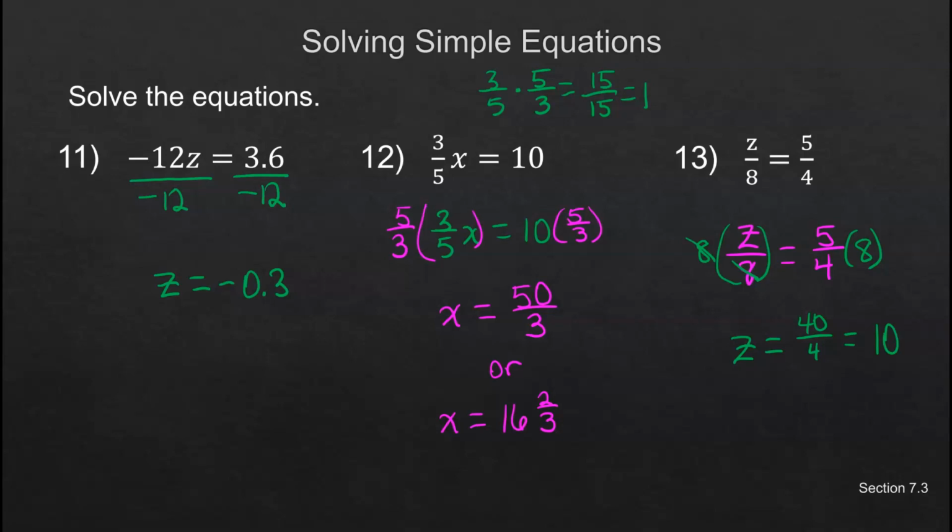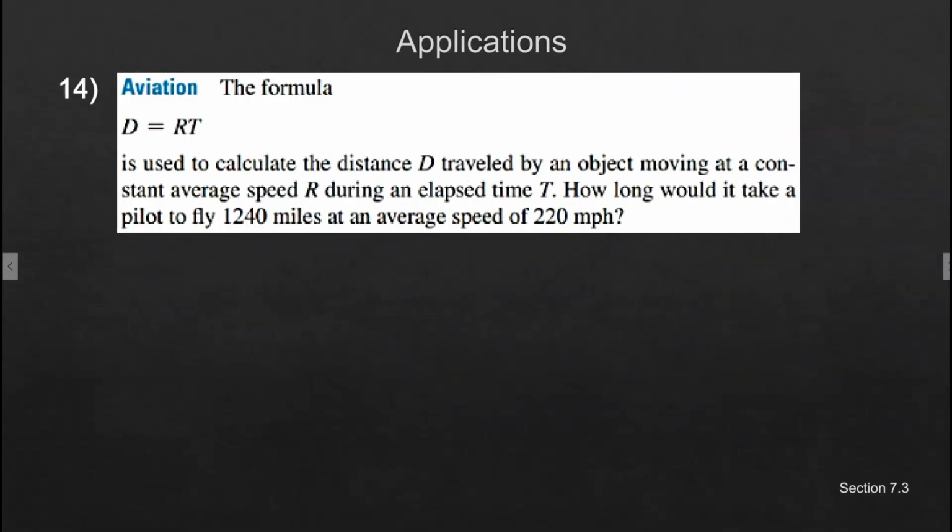Okay, so that was solving simple equations. And then we use that in some word problems and some application problems with formulas, and we're solving for certain parts of that formula. Okay, so here's our first one. D equals RT, that's a formula. This one is an aviation problem.